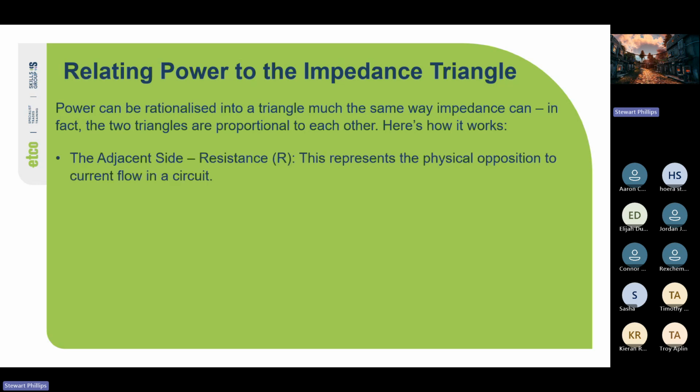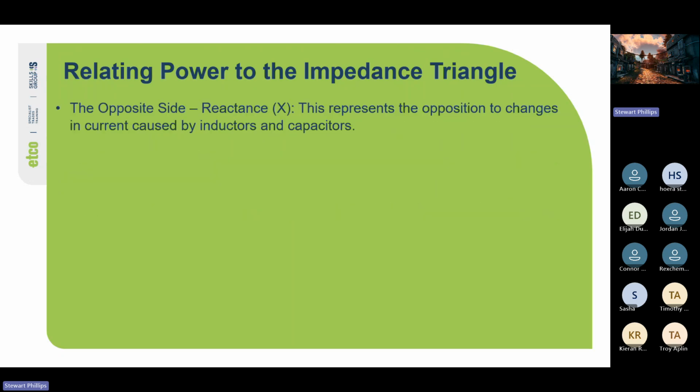Cool. So the adjacent side is the resistance. This represents the physical opposition to the current flow. It can be likened to true power, the power that actually does the useful work. So our horizontal line, resistance and true power, go hand in hand and they are proportional. The same is true for our opposite side, or the upstanding side or downstanding, depending on the way the power factor is going. It's our reactance, or X.